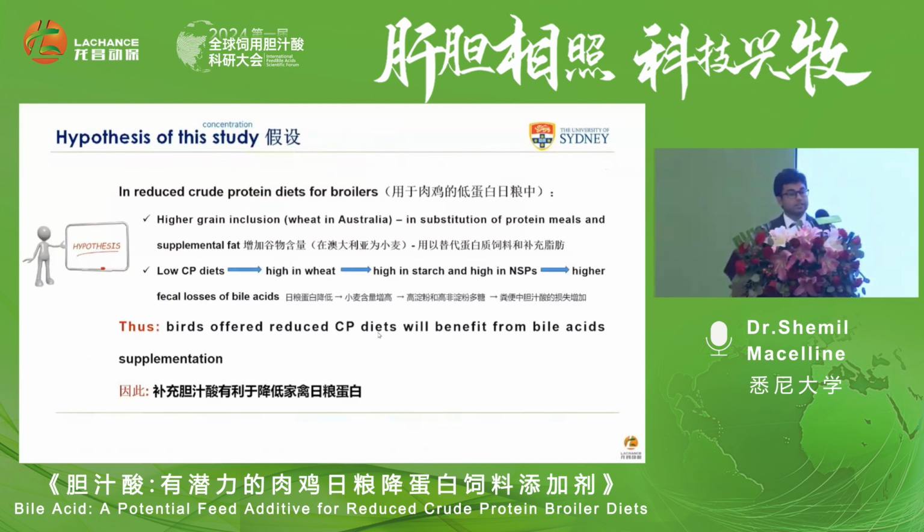In that case, the starch level in the diet eventually increases, and the non-starch polysaccharide concentration also increases. Therefore, these factors will break down the circulation of bile acid in the enterohepatic circle. Therefore, the hypothesis of our study was that birds offered reduced crude protein diets will benefit from bile acid supplementation.